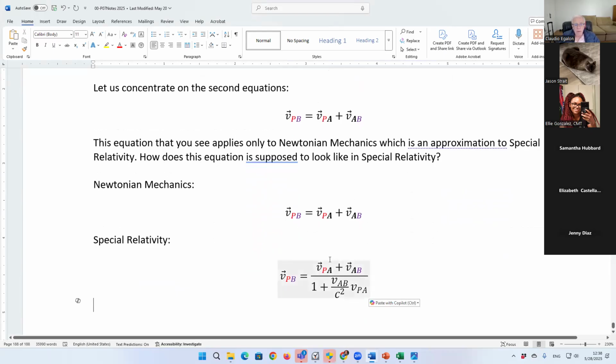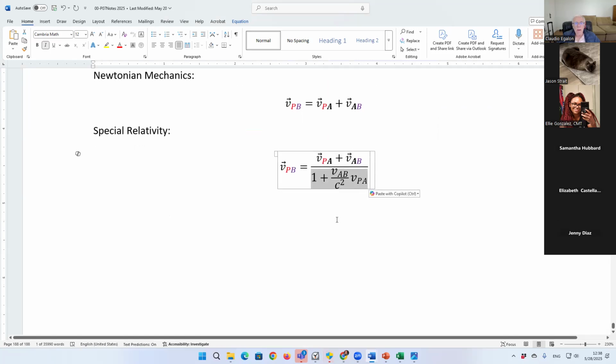It's not much different, right? We have exactly the same term that we have in Newtonian mechanics. What is different is the term that goes below, the denominator. The denominator is the number one plus a term that involves the velocity of referential A with respect to B, and the velocity of point P with respect to referential A. So it uses those two terms that you see upstairs.